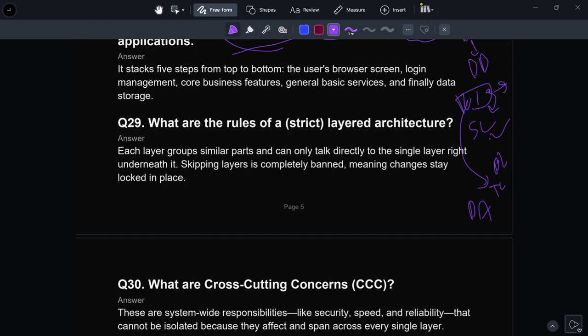No skipping layers, meaning that layer n can only talk to layer n-1. It is completely forbidden for layer 1 to bypass layer 2 and call layer 3 directly. If layer 1 bypasses layer 2, layer 2 loses its role as a protective gate, and the system becomes tightly coupled. It's a strict layer. It's allowed for layer 1 to access layer 2. But layer 5 cannot access anything. It's isolated. So it can only access something that's beneath it and itself.